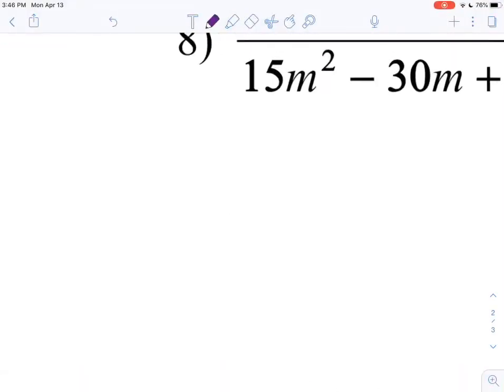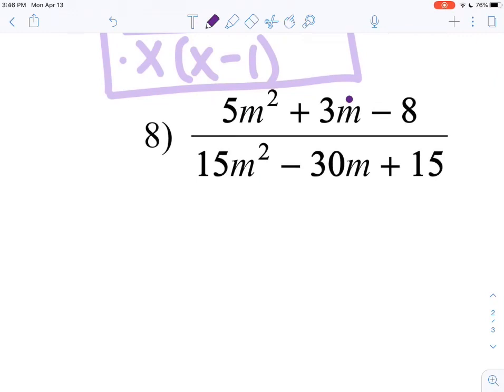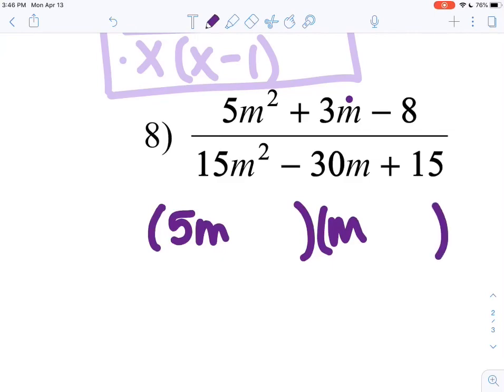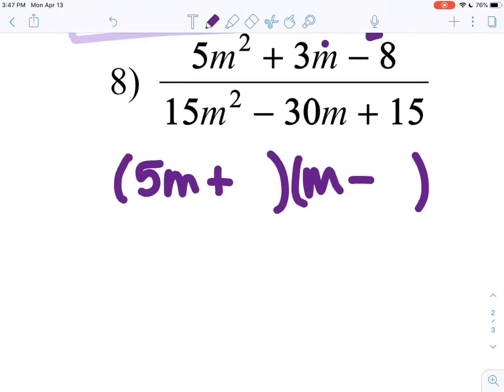So with number 8, I got to factor the numerator. There is no GCF, so that means you can't just put m and m in the front, right? You got to break up 5. So the only way you could break up 5 is 5m and m. And it's multiplying to be a negative, so I know it's got to be plus minus. And then you've got to do guess and check. So I got to guess factors of 8.